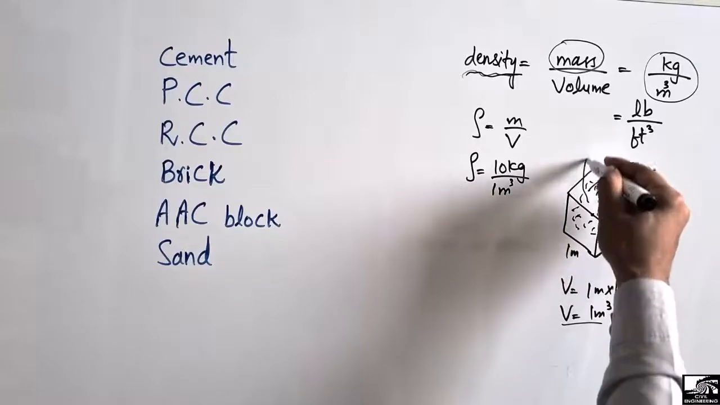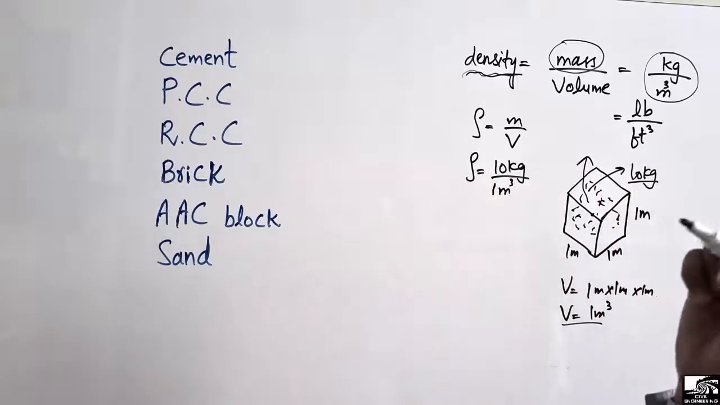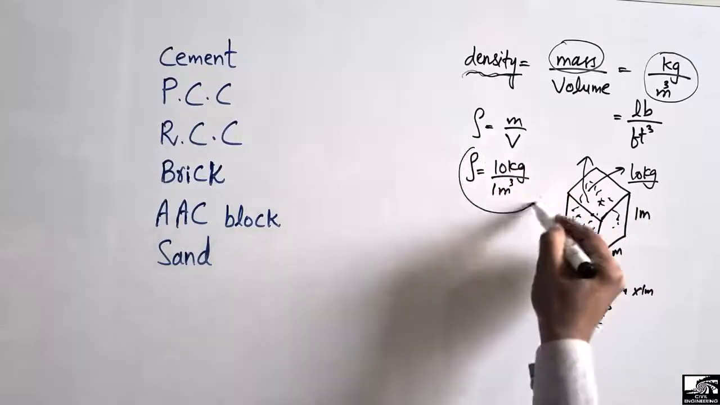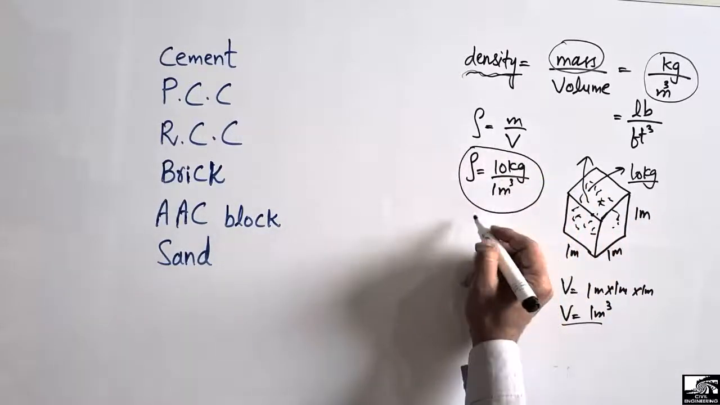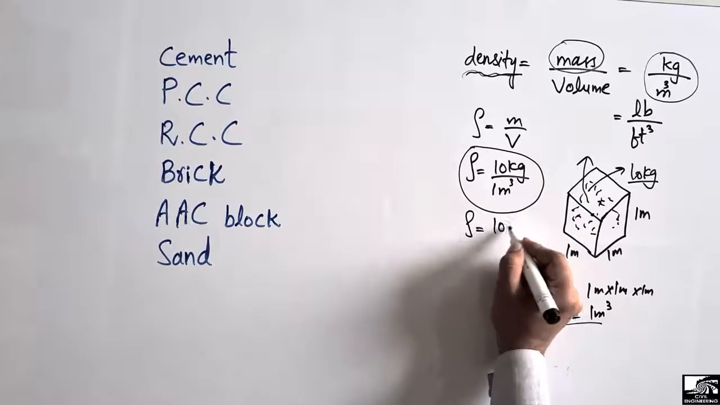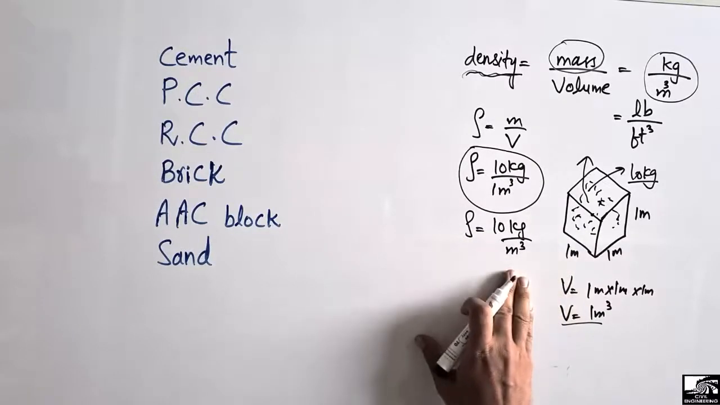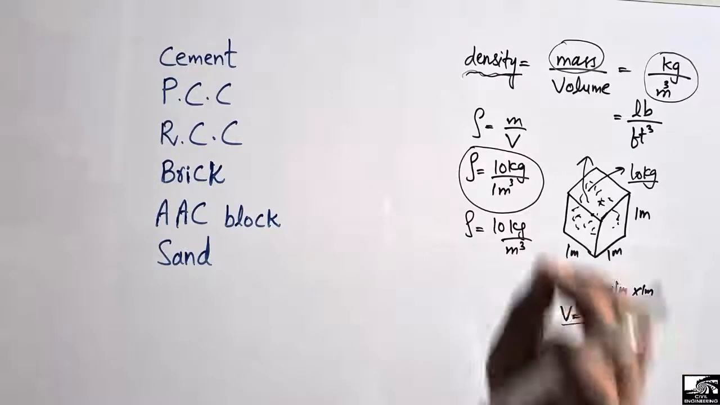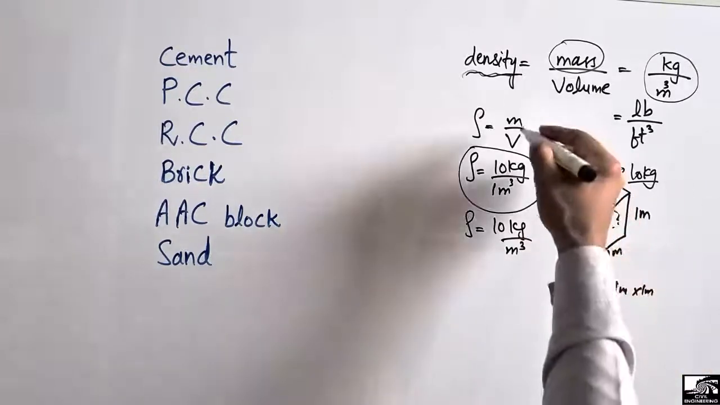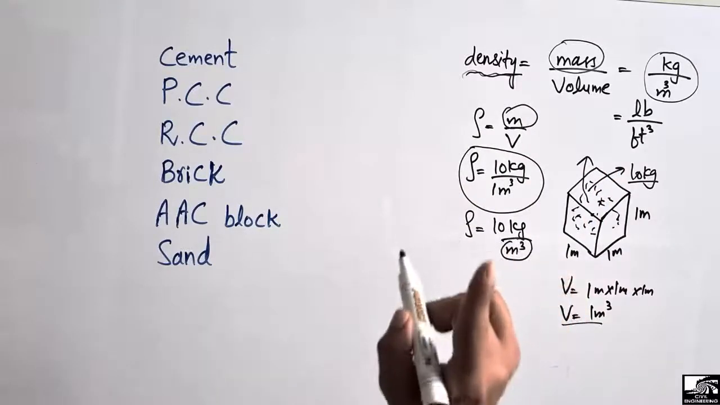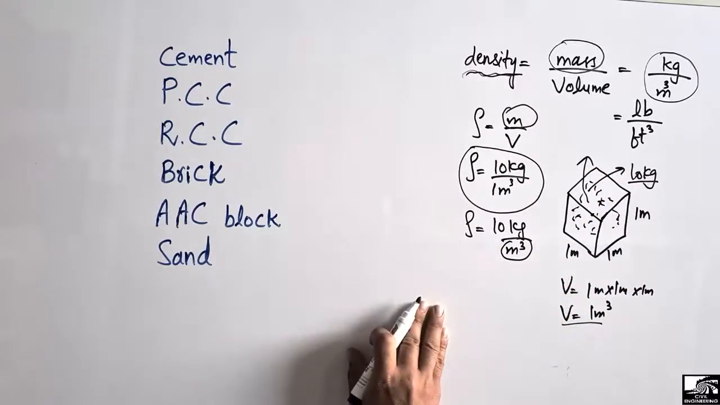It may be asphalt, concrete, bitumen or any material, but the density is 10 kilogram per cubic meter, or simply we can say 10 kg per cubic meter. So this is known as the density of a material. The mass of the material present in the 1 cubic meter volume is known as the density of the material.